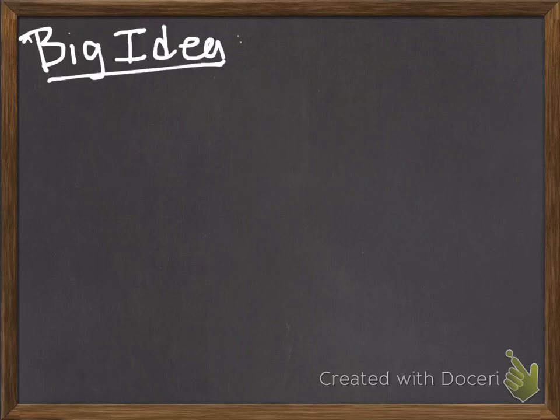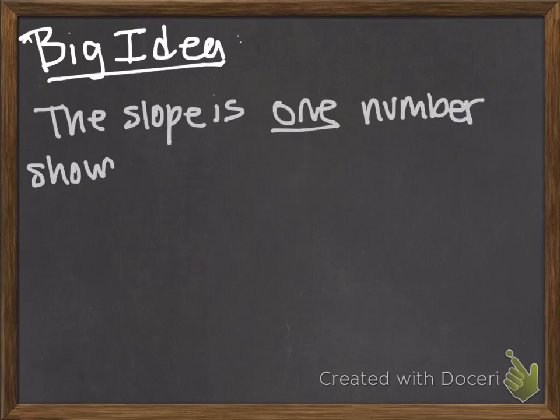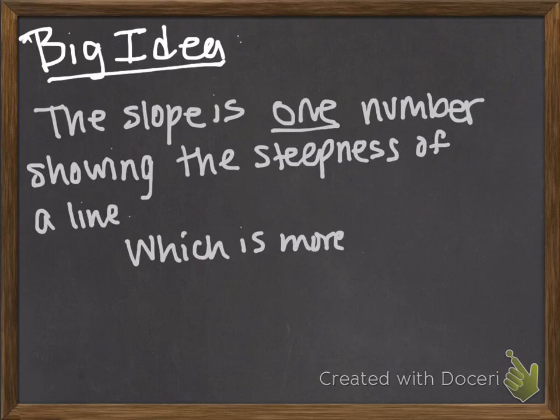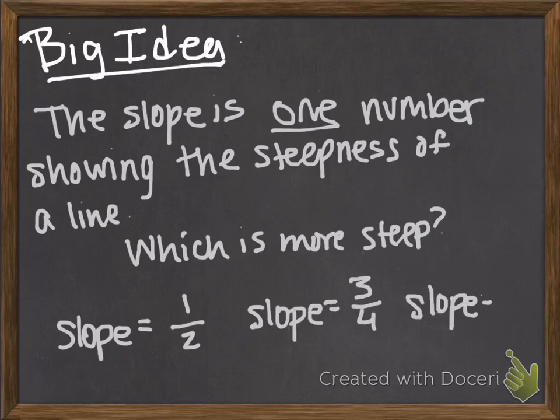So the big idea behind slope is that slope is one number showing the steepness of a line. So let's compare and see which one's more steep. I have a line with a slope of 1/2, a line with a slope of 3/4, and a line with a slope of 5/6. To do this, we need to compare with common denominators so we can easily see the difference. You may automatically see that 3/4 is bigger than 1/2, but just to refresh your memory on how we do this, we're going to do multiples of 2 until we get to a multiple of 4 and 6 as well.